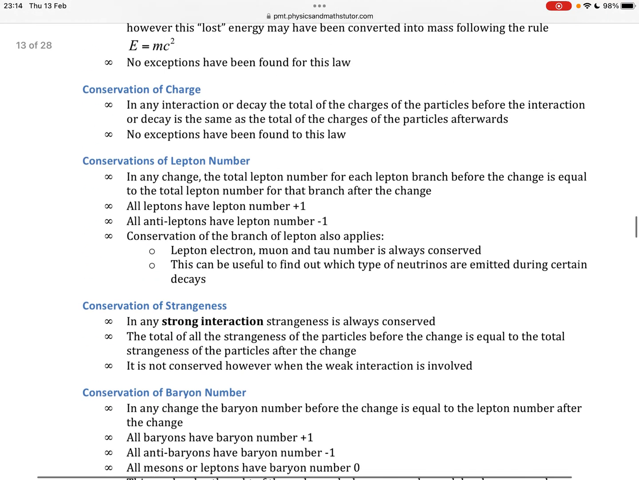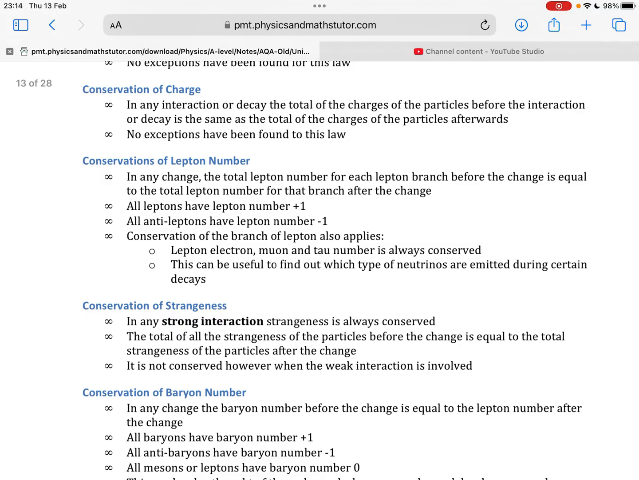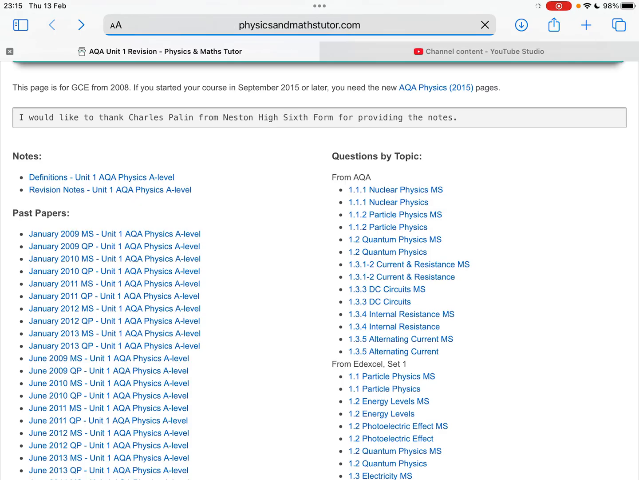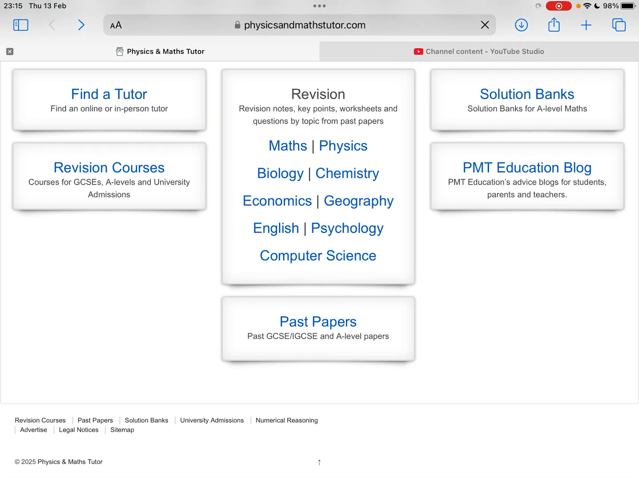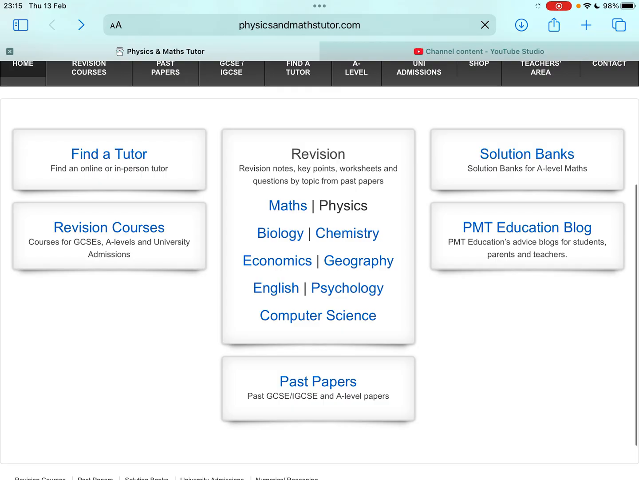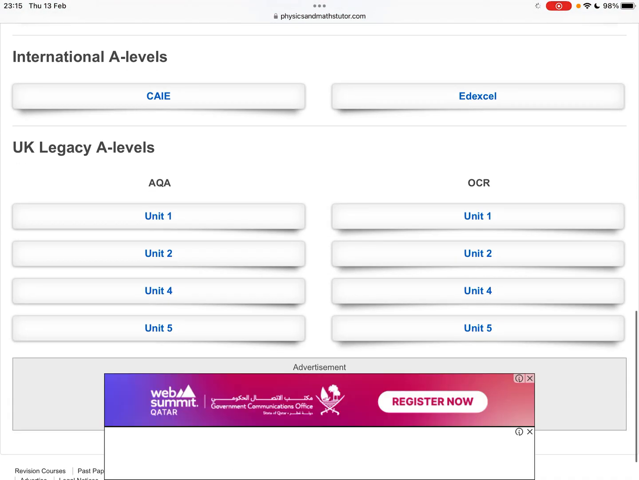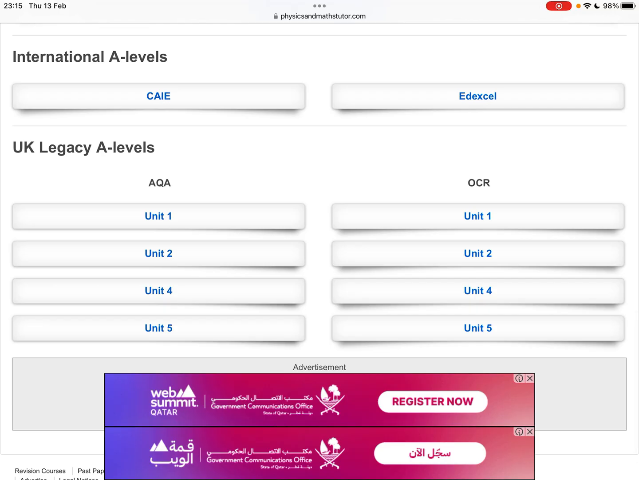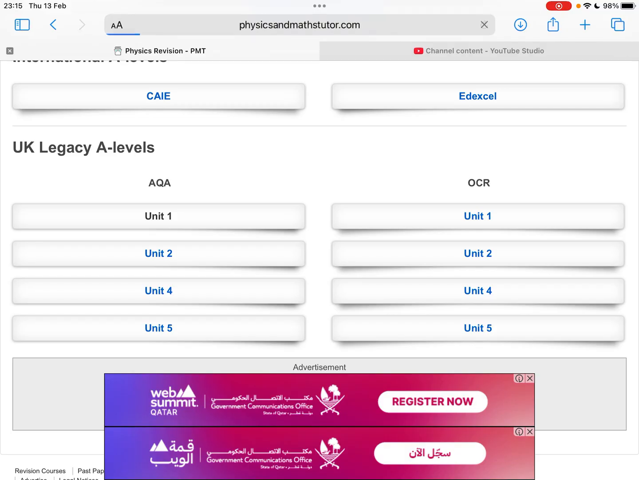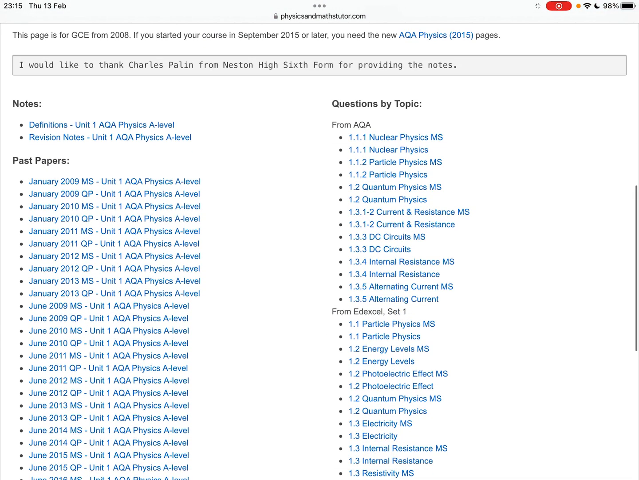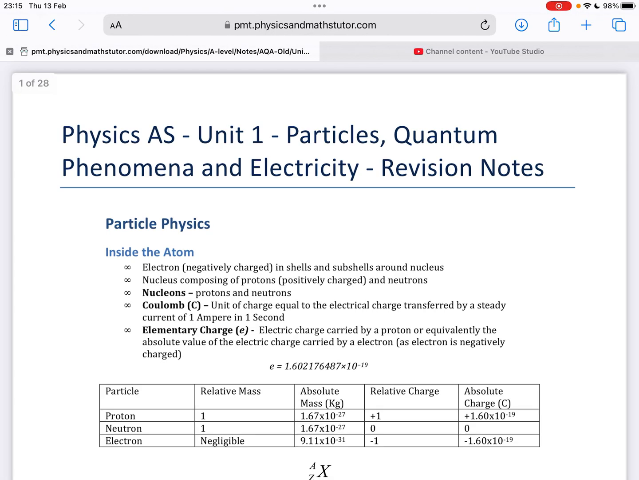It's also found freely on the PMT website. It's a PDF. You go first here, you click physics for the revision part, and then you click the board you want. We do international AQA, right? So here it was unit 1, we're doing currently unit 1. Go down, you choose revision notes, and that was the PDF we were explaining from.